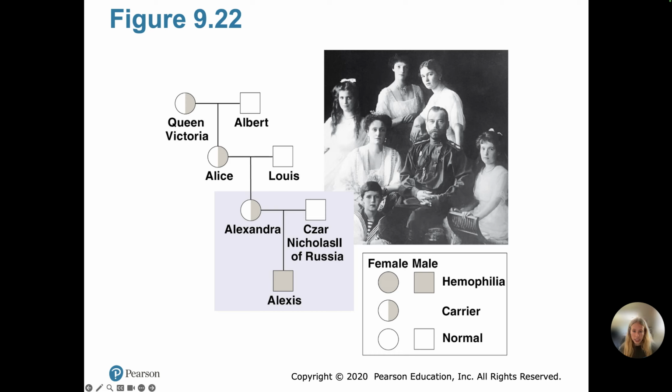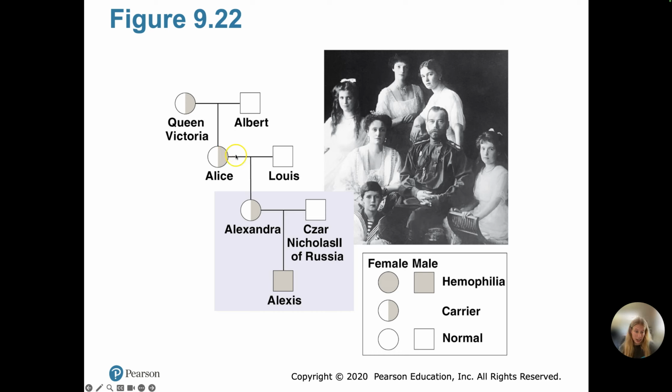Someone with hemophilia does not have that ability. Hemophilia was really common in the royal families of Europe. Queen Victoria of England was a carrier for hemophilia. The carriers are denoted by the circles with the two colors, and a circle indicates female, a square indicates male. So Queen Victoria was a carrier.